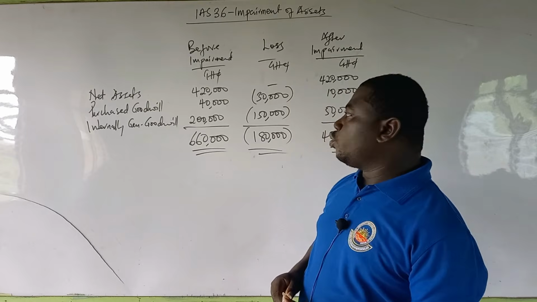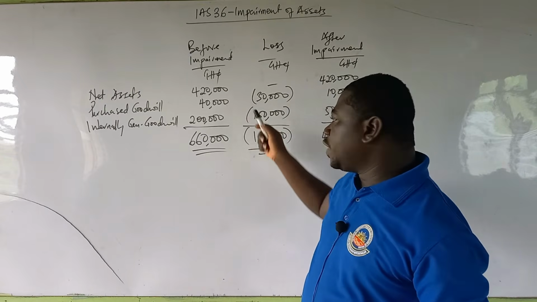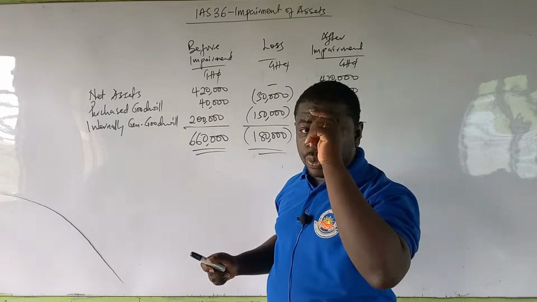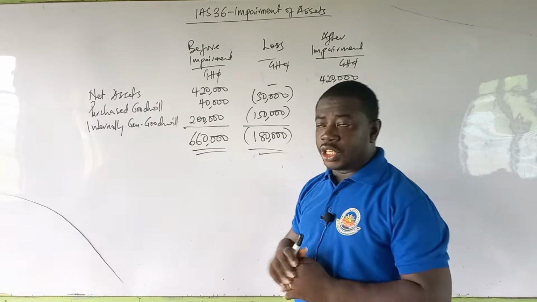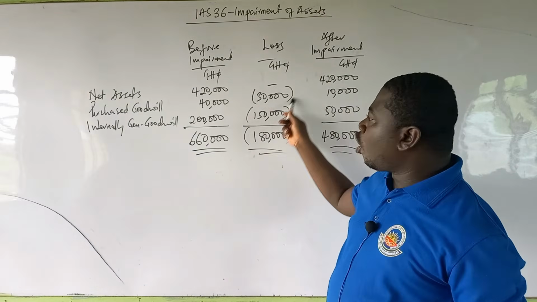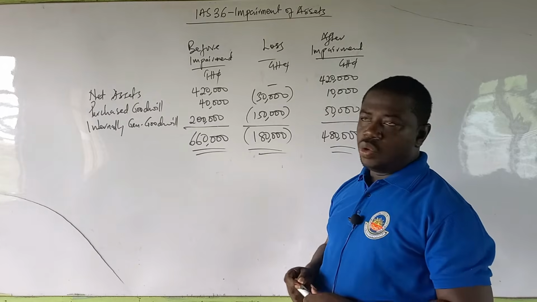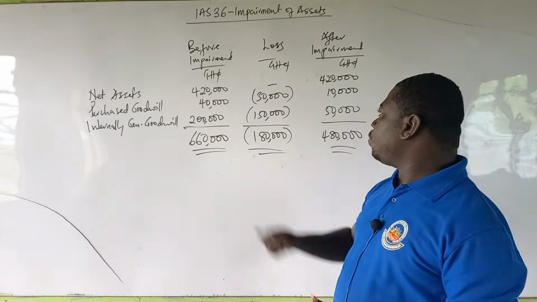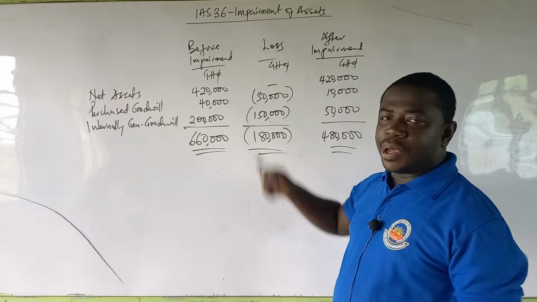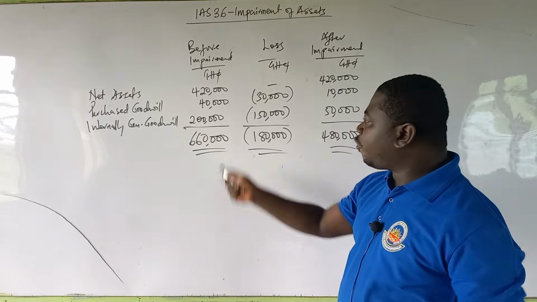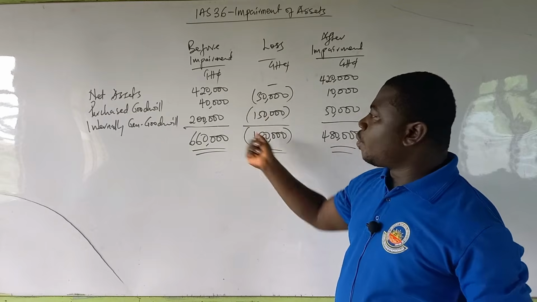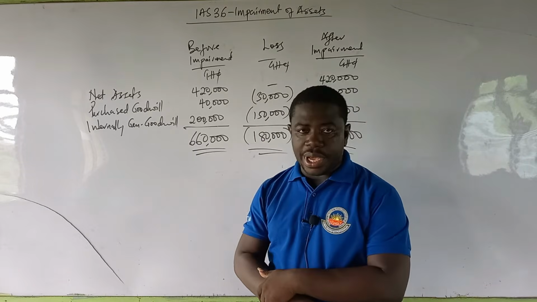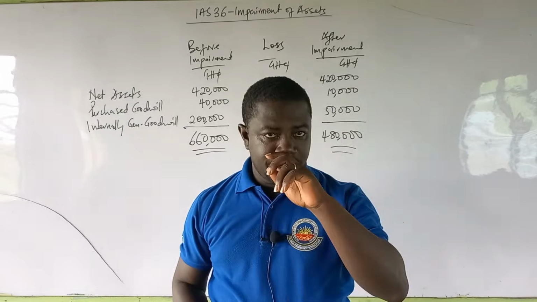Okay? And so what we are going to do is that the loss of 150,000 on the internally generated goodwill will not affect the financial statement. It's not going anywhere. But the loss of the purchased goodwill will be recognized in the income statement. That is the meaning. We are going to recognize this as an impairment loss in the income statement. But for the internally generated goodwill, the 150,000 will not be shown anywhere in our financial statement.